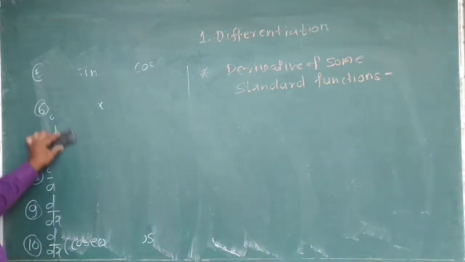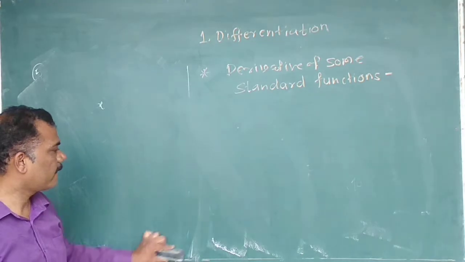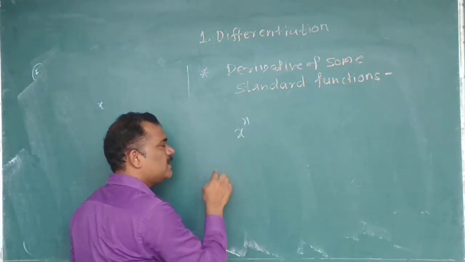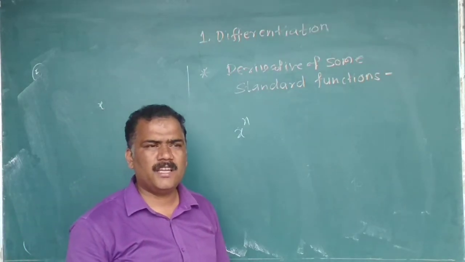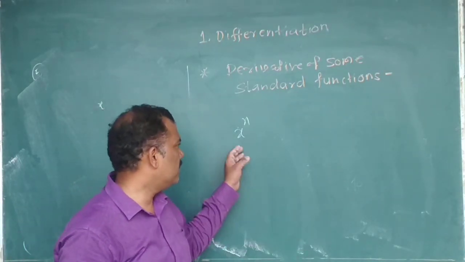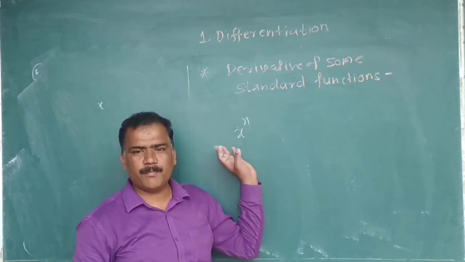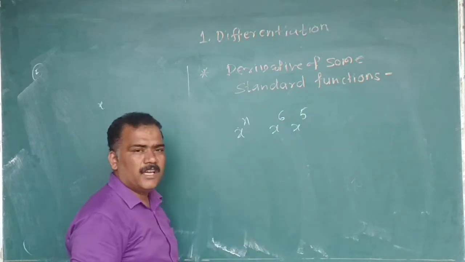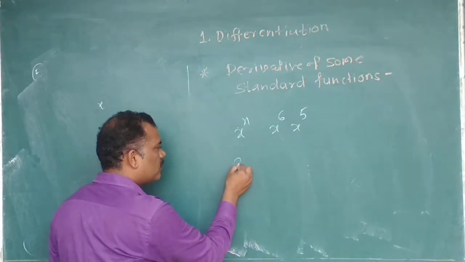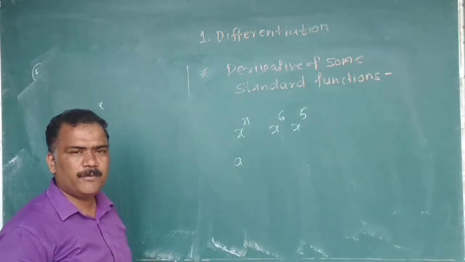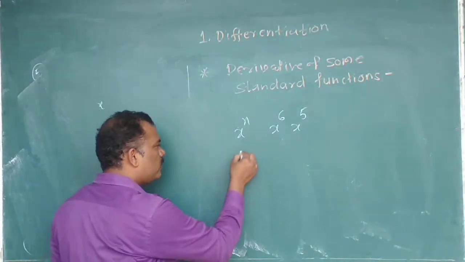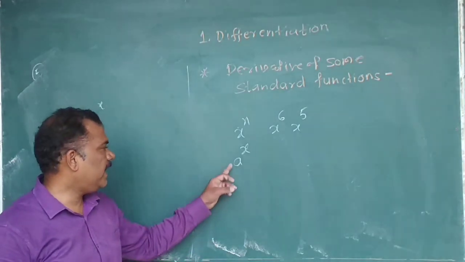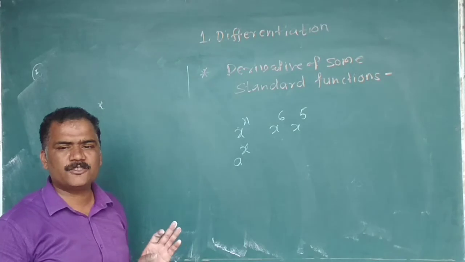What is meant by an exponential function? We know that for the power function, when we write x raised to n, the base is a variable and the power is any constant or number. That type of function is called a power function, for example x raised to 6, x raised to 5. If we take the base as a constant, suppose a is a constant, and the power as the variable, that is a raised to x, then this function is called an exponential function.